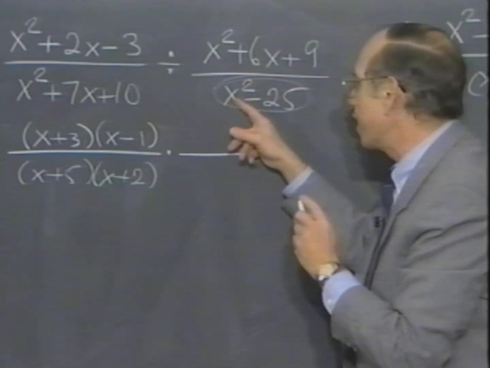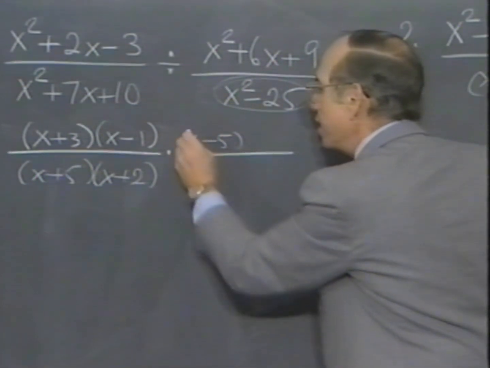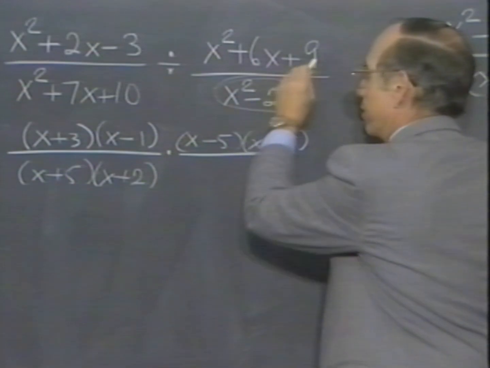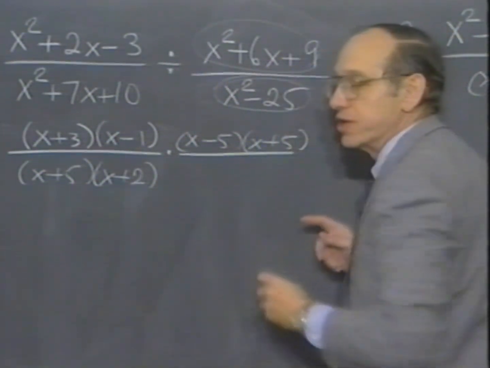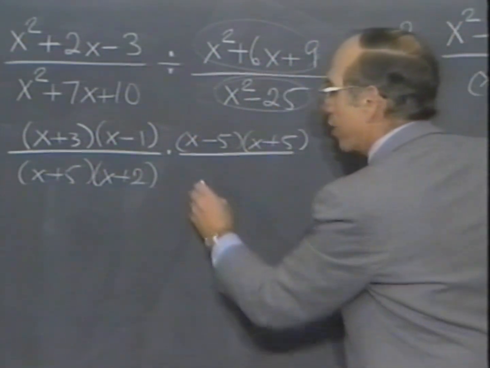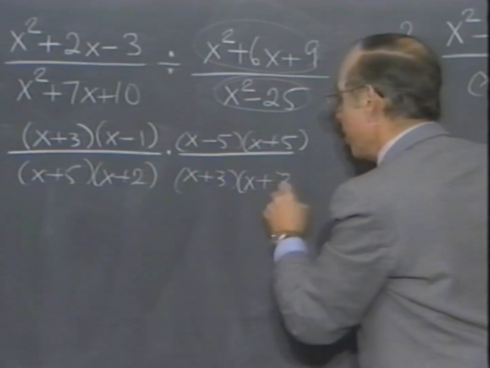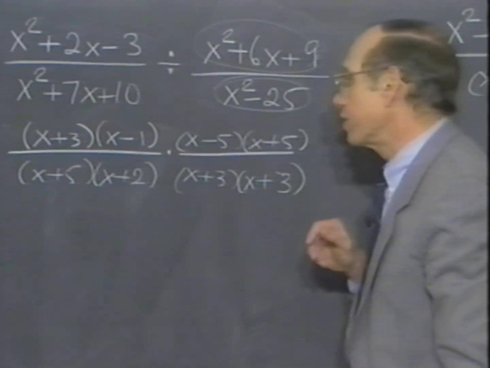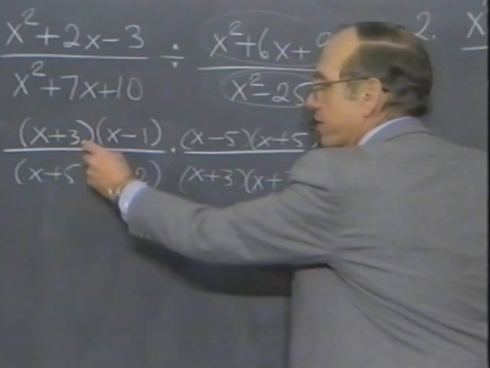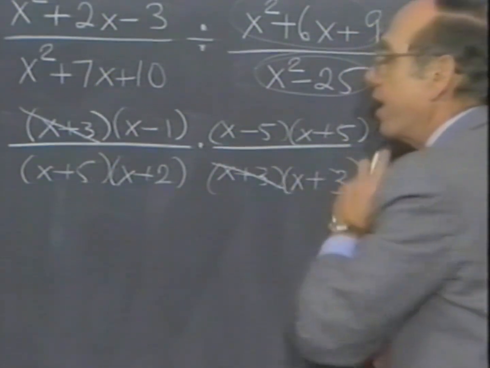And the factors of x squared minus 25, that's a difference of squares. So it's x minus 5 times x plus 5. This numerator becomes the denominator after we invert. And its factors are x plus 3 times x plus 3. And now we start looking for common factors in numerator and denominator. Well, let's see. There's an x plus 3 here, and there's an x plus 3 here. So we can divide that out.